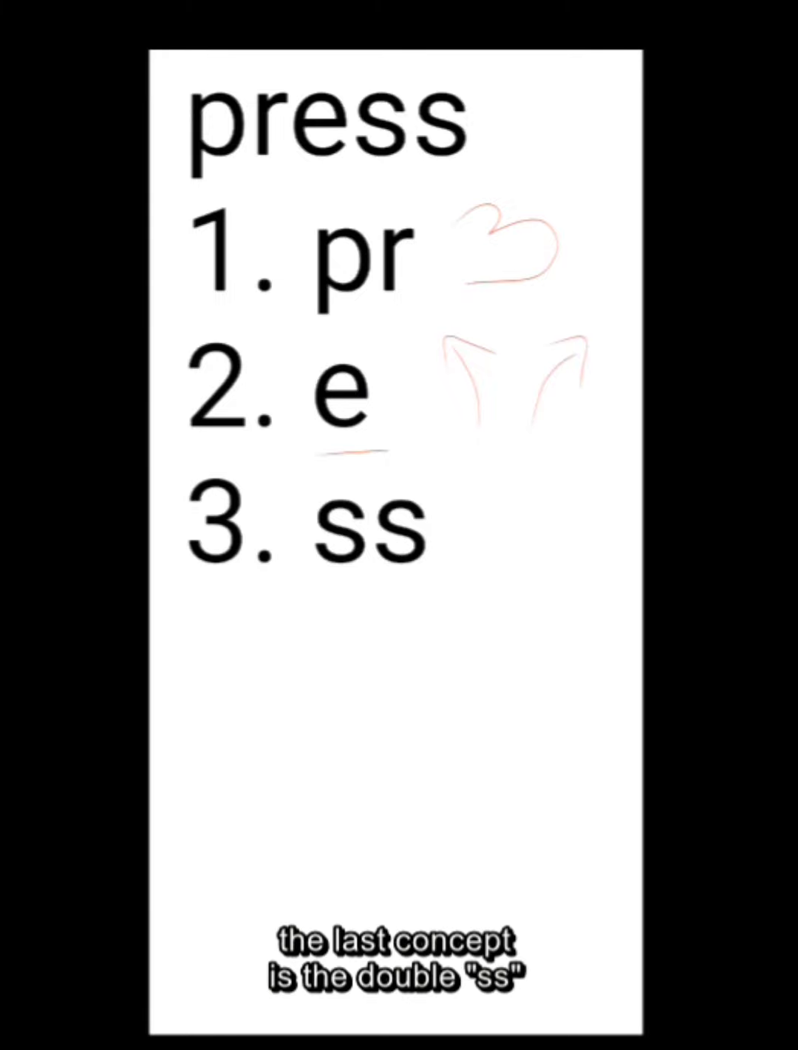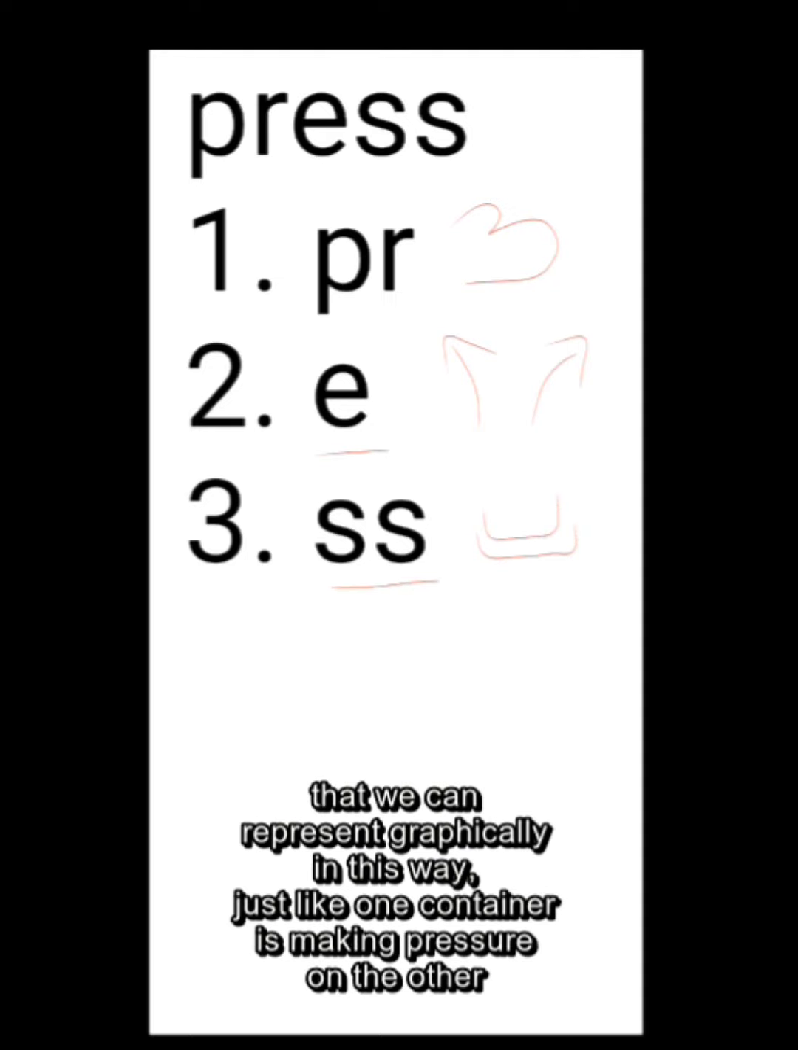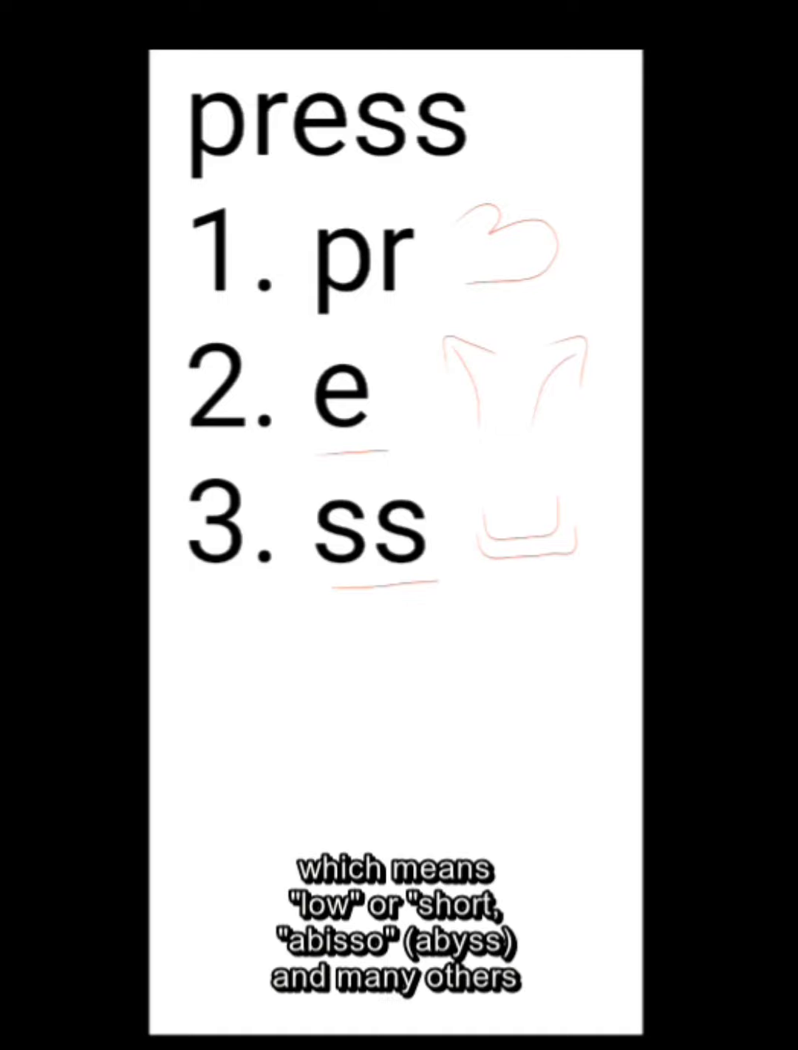The last concept is the double S, which stands for pressure, pressing down, lowering, and it's made of 2 S, where each S is a container that we can represent graphically in this way, just like one container is making pressure on the other, thus generating a lower part. So we have other words featuring SS like basso, which means low or short, abisso, abyss, and many others.